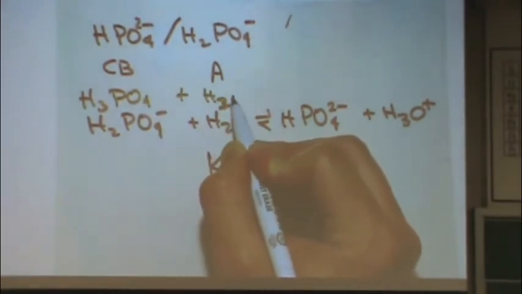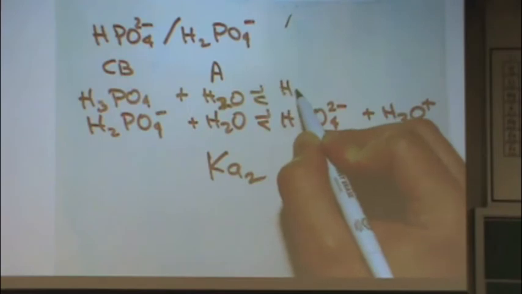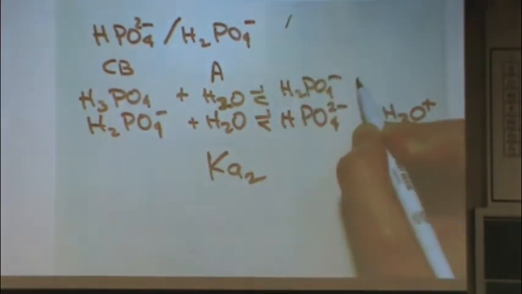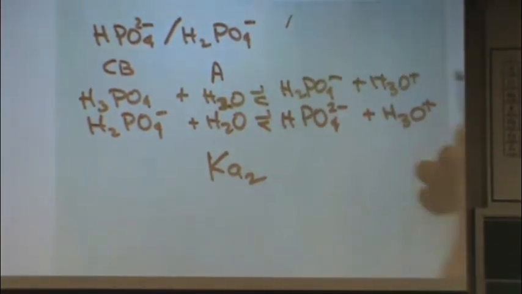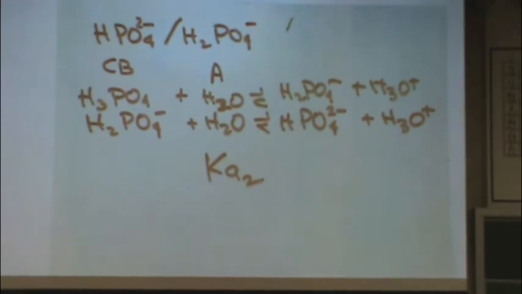H3PO4, phosphoric acid, plus water goes to H2PO4 minus plus H3O plus. The first reaction I have written down right now is Ka1. So that's why I wanted a Ka2. Okay, cool. Good question. Who's next?